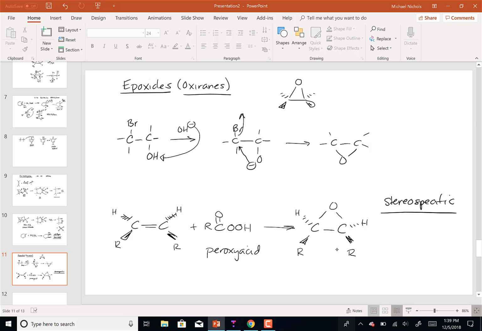Specific, you focus more on the reactants. So a stereo-specific reaction is one where if I change the stereochemistry of the reactants, I then get a different product.